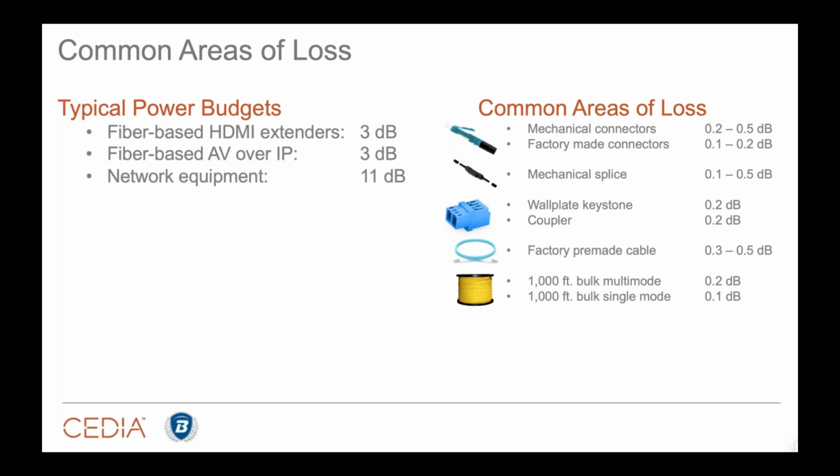And for that reason, the power budgets that we see when we're dealing with video, such as HDMI extenders or maybe AV over IP extenders, are 3 to 5 dB, significantly less than that network equipment. You have to be pretty good at what you do to make sure these signals are going to operate properly.